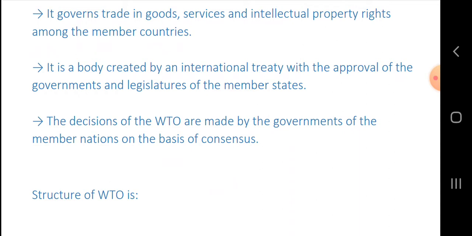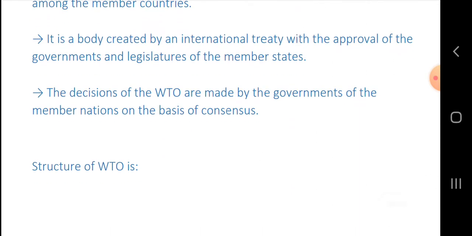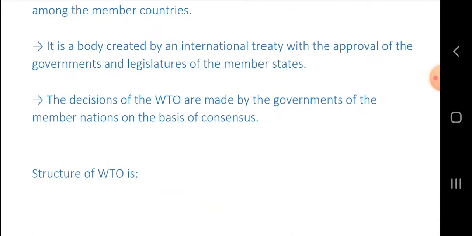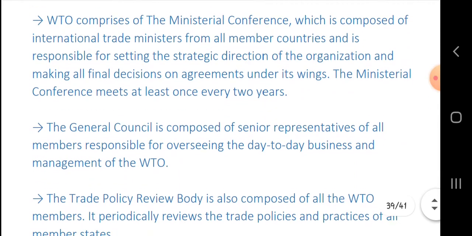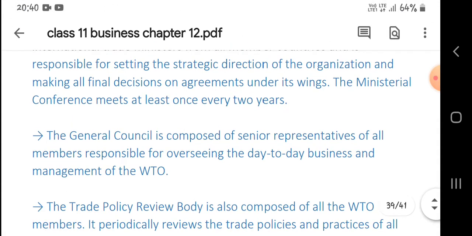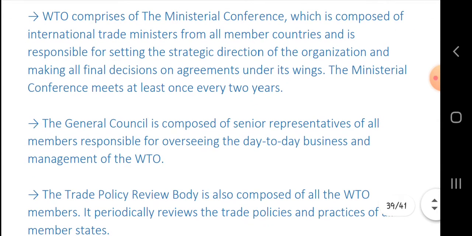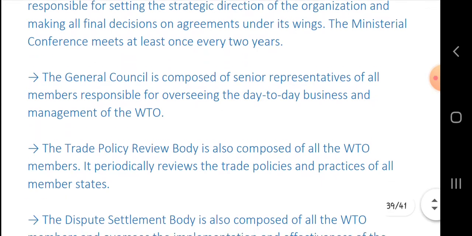The WTO agreements are treaties approved by the governments and legislatures of the member states, and the decisions of the WTO are made by the governments of the member nations. The structure of the WTO is as follows. The Ministerial Conference is composed of international trade ministers from all member countries and is responsible for setting the strategic direction of the organization. The General Council is composed of senior representatives of all members and is responsible for overseeing the day-to-day business.